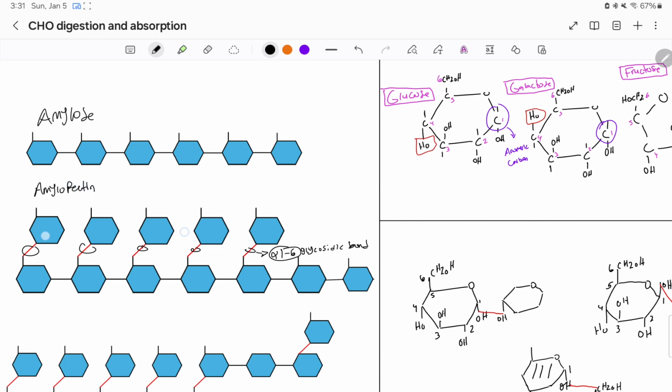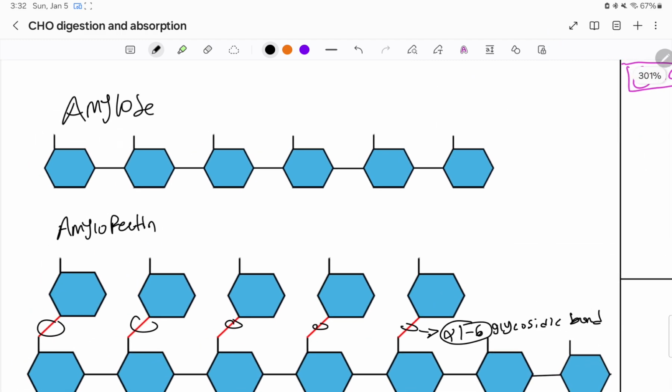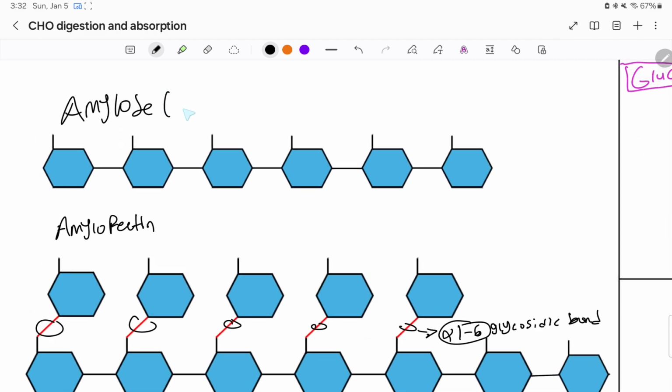Okay? This is also found in starch. So both of these guys are found in starch. Okay? And you can find these in cereal grains, potatoes, and other kinds of vegetables. They're all going to be rich in amylose and amylopectin. Now, the specific percentages, for example, amylose contributes about 15 to 20% of the starch, whereas amylopectin contributes about 80 to 85% in the starch, okay?